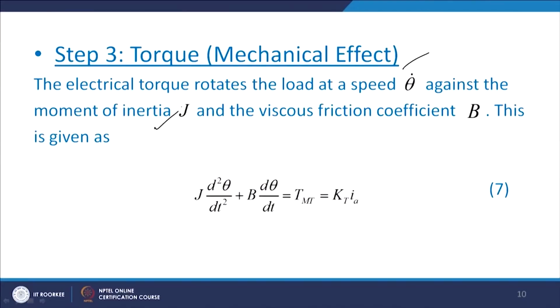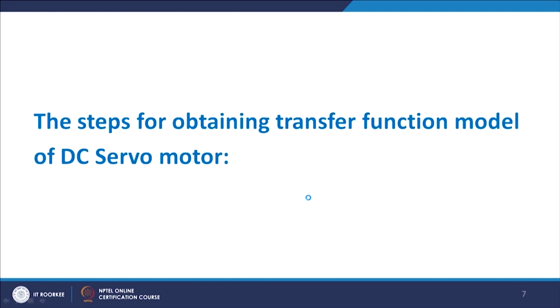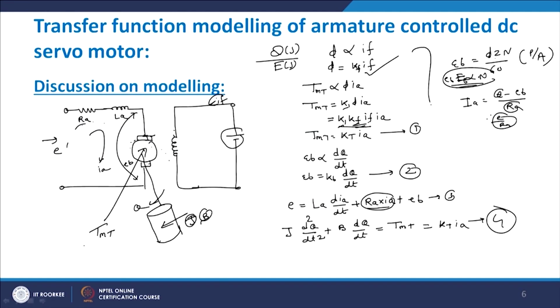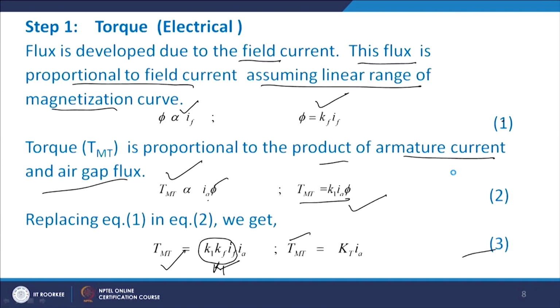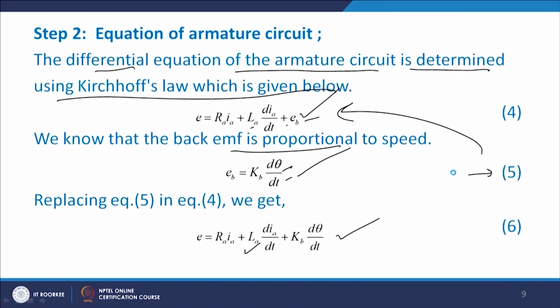Step 3, torque, mechanical effect. The electrical torque rotates the load at speed theta dot against the moment of inertia J and the viscous friction coefficient B, so this is given as J d square theta by dt square plus B d theta by dt equals T_m equals K_t into I. So this is the expression. Whatever we have explained earlier, all these equations are represented here.